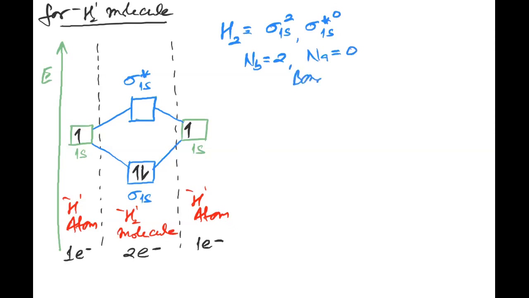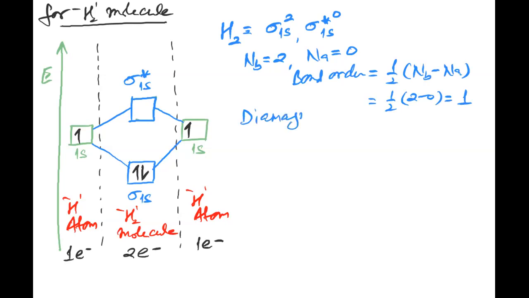Its bond order should be half of NB minus NA, which comes out to be half of 2 minus 0, which is 1 as the bond order. As no electron is unpaired in the H2 molecule, it is found to be diamagnetic.